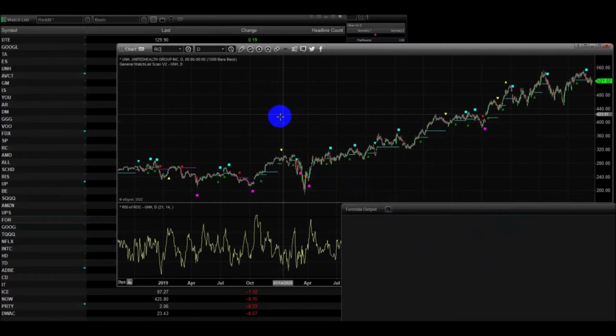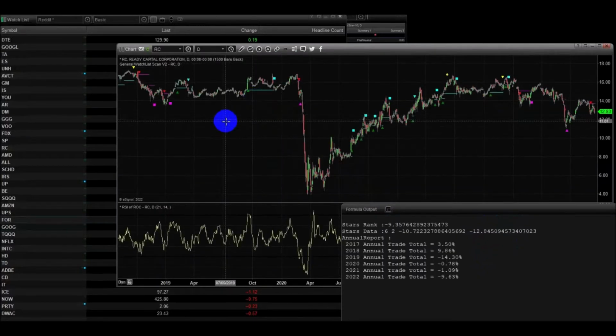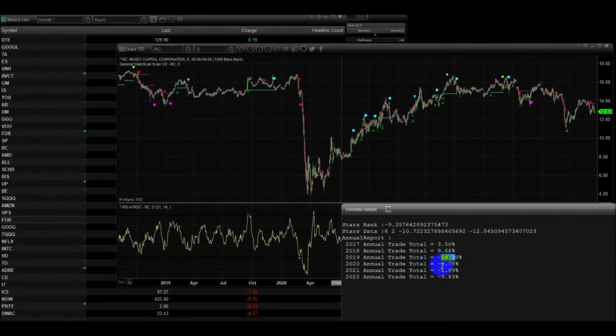Let's try RC. And again, what I'm doing is just picking random stocks. That's what I want to see happen. So this is a stock that has not been performing well. You can see it did well in 2017 and 18, then lost 14%, lost 0.7, lost 1, and currently lost 9. You can see it is a negative 9 in general ranking and a negative 12 in short-term ranking. It's 2 of the last 6 trades for minus 10%.